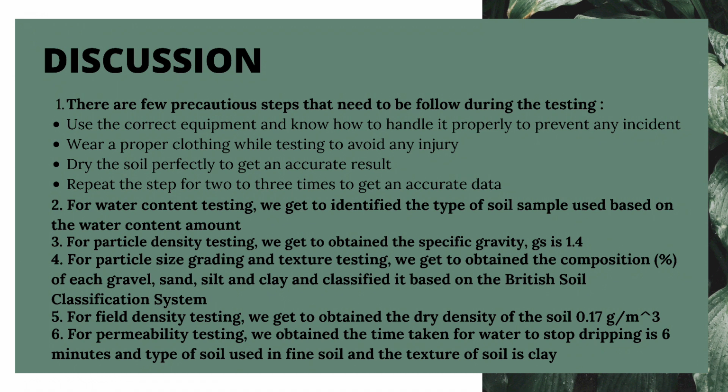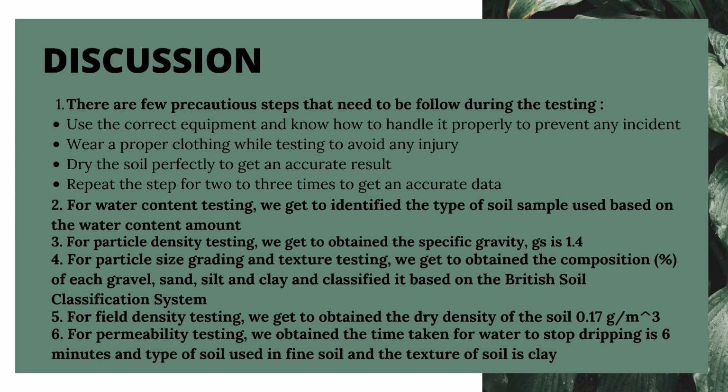Next, for the water content testing, we get to identify the type of soil sample used based on the water content amount. Next, for particle density testing, we get to obtain the specific gravity Gs, which is 1.4. Next, for particle size grading and texture testing, we get to obtain the composition percent of each gravel, sand, silt, and clay and classify it based on the British Soil Classification System.